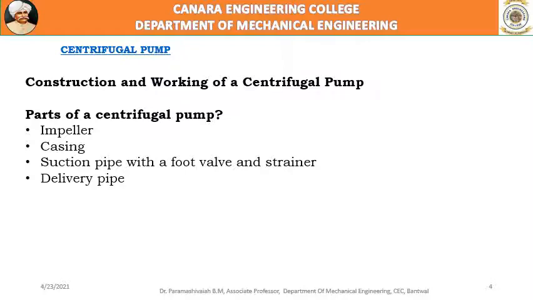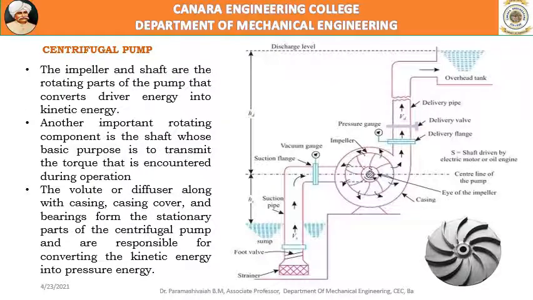First we will take up the centrifugal pump, its construction and working. The important parts of a centrifugal pump are: number one, the impeller; number two, the casing; number three, the suction pipe with a foot valve and strainer; and number four, the delivery pipe. These are the four important parts of any centrifugal pump. Now we will see the components separately.